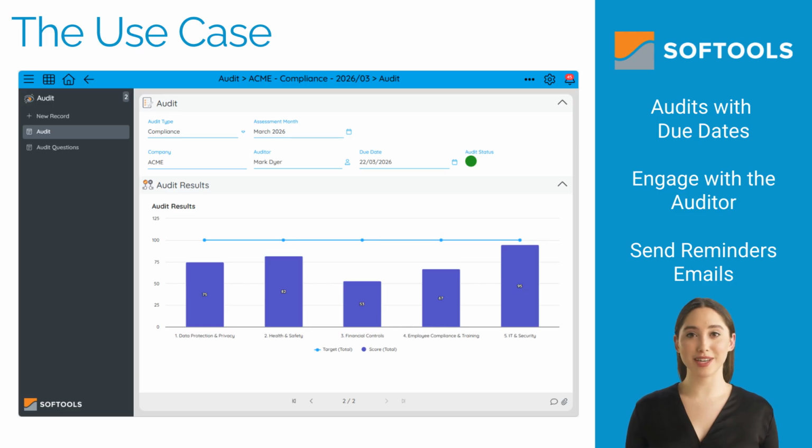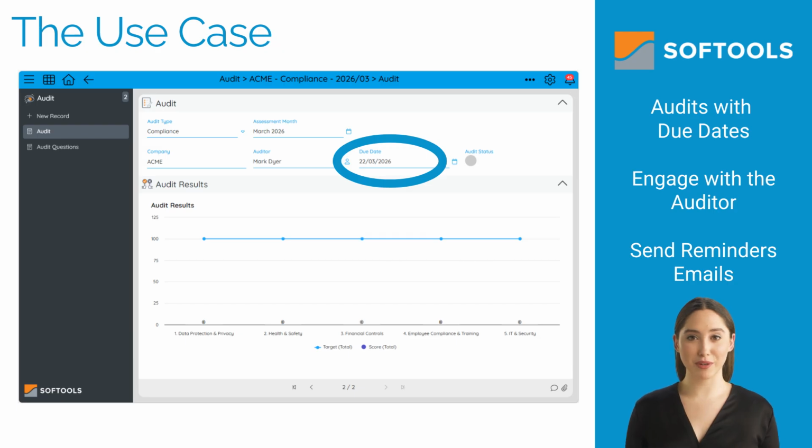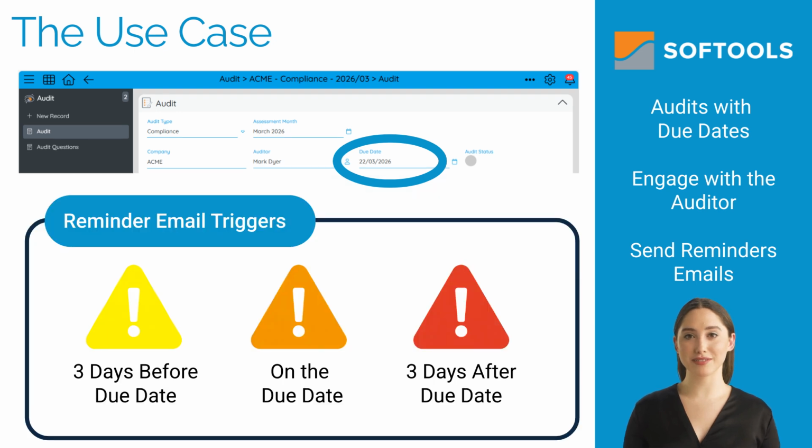Let's start with a common example. Imagine you have an audit process where each audit must be completed by a specific due date. If the audit is still incomplete, you want to engage with the auditor by sending reminder emails at key times. We will set these up to be 3 days before the due date, on the due date, and 3 days after the due date.